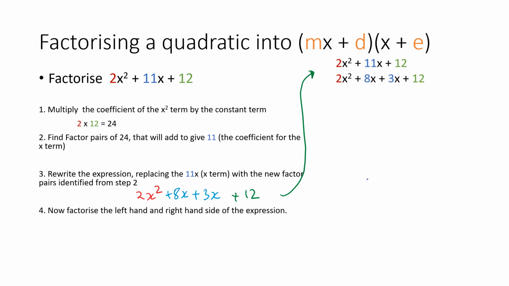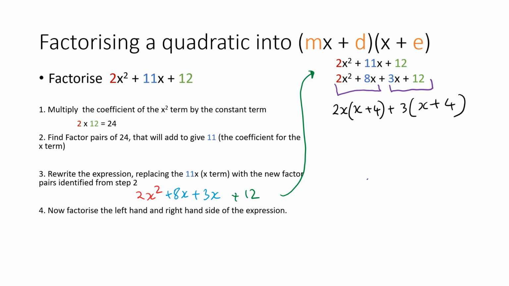Now what we need to do next is try to factorize each of the sections. We could factorize this section here and this section here, so let's try to do this. If we factorize 2x squared plus 8x, this will become 2x times x, because 2x times x gives you 2x squared, and 2x times 4 gives you 8x. So this will become 2x open bracket x plus 4 for this side. To factorize the right-hand side, we could take 3 out from both of these, so it will be 3 open bracket x plus 4, because 3 times x is 3x, and 3 times 4 is 12.